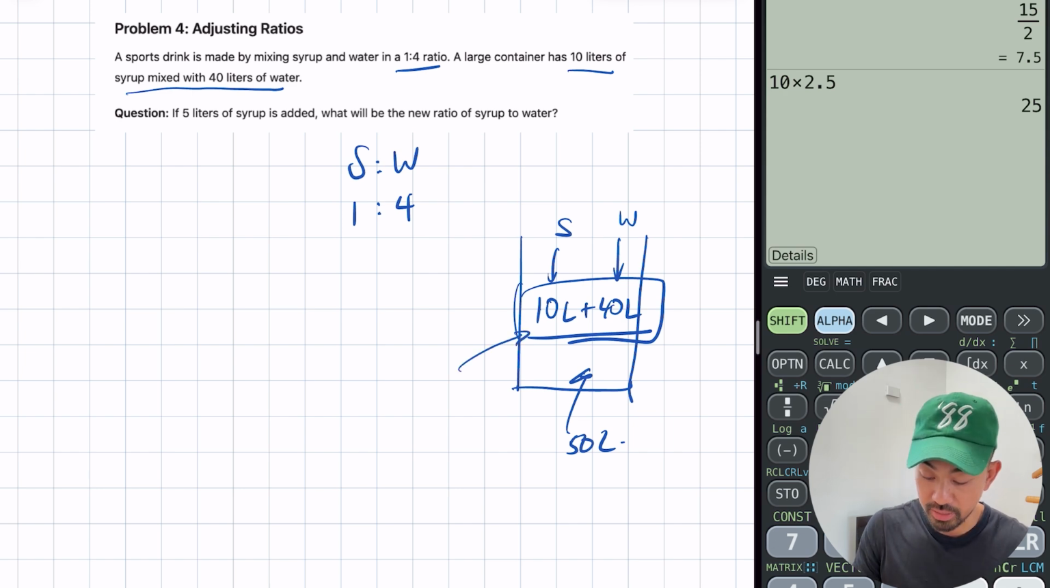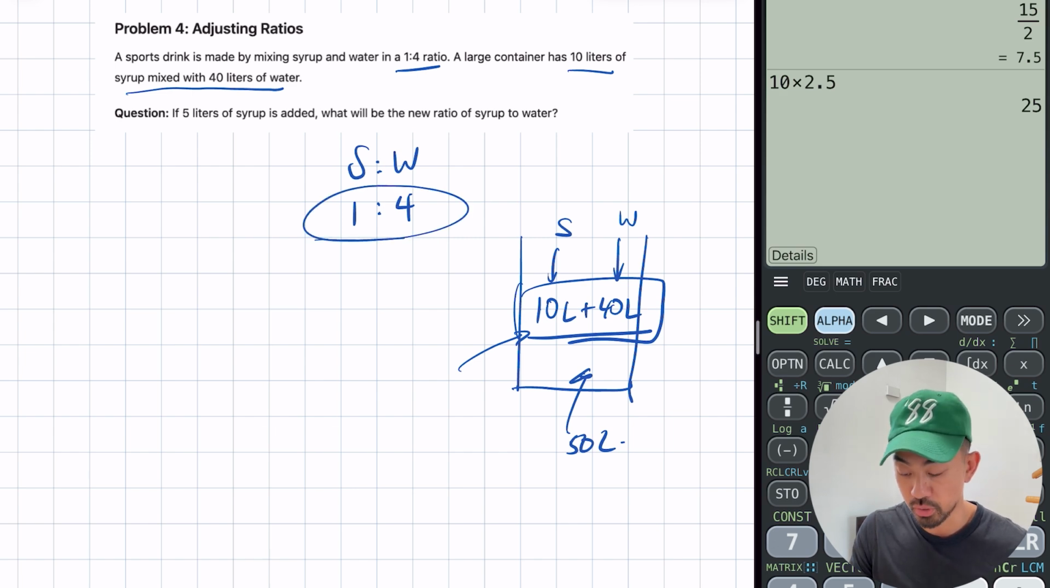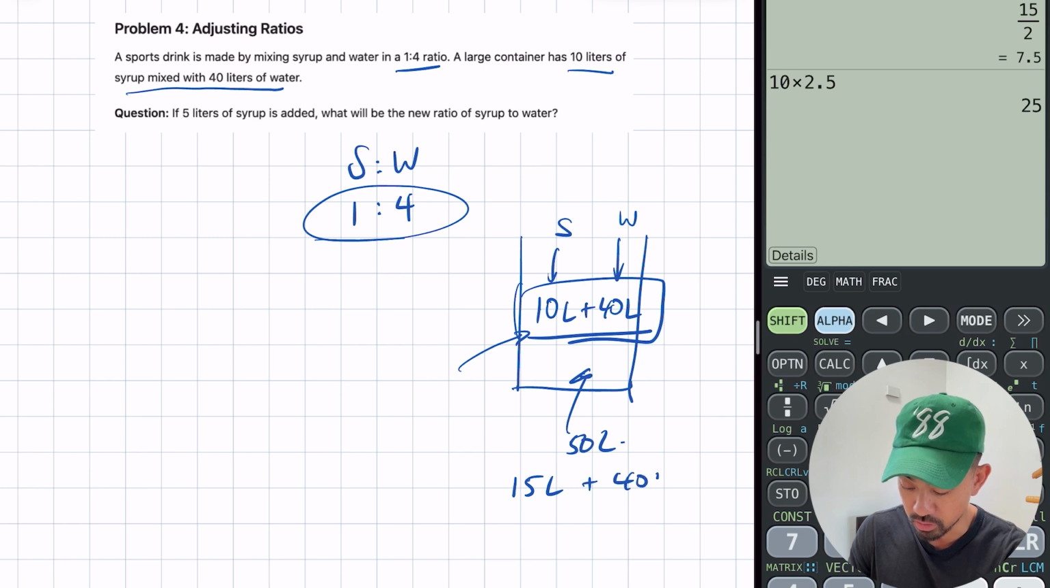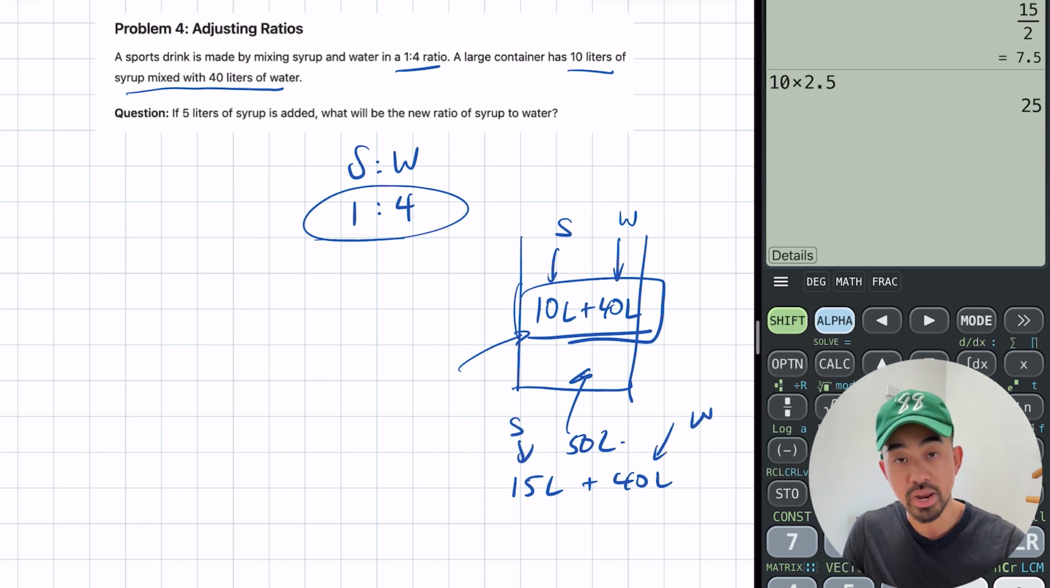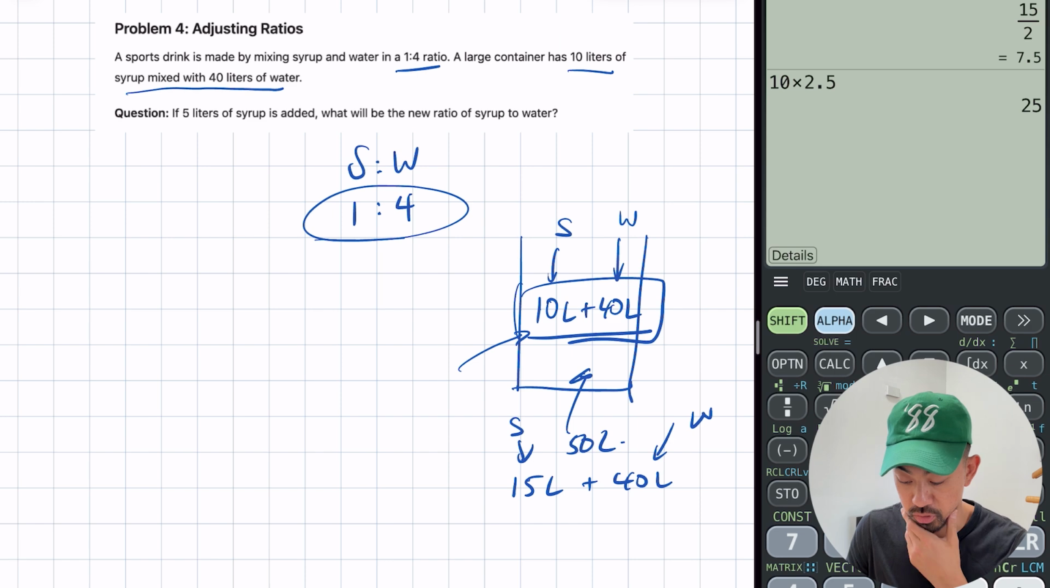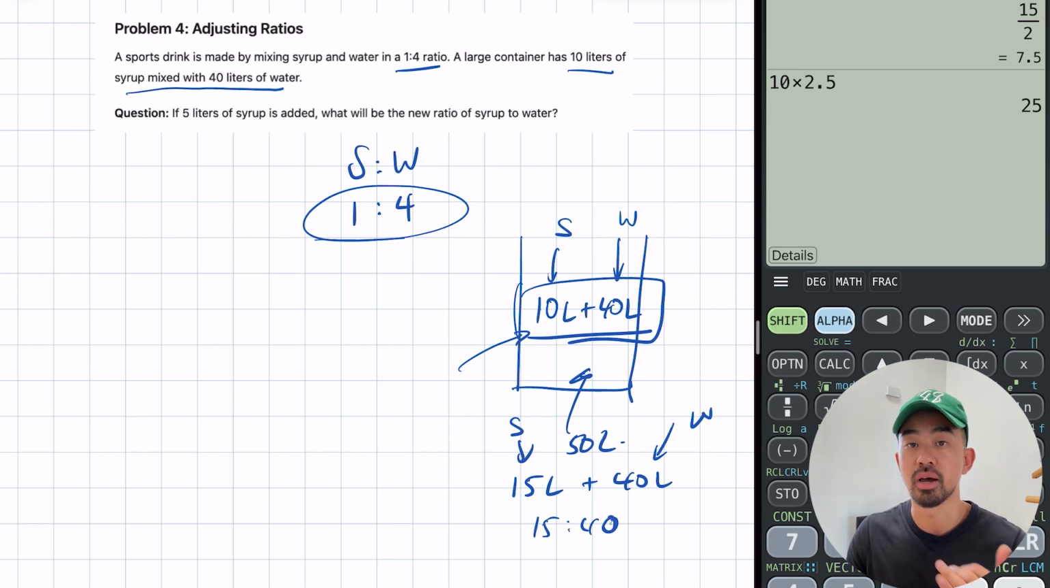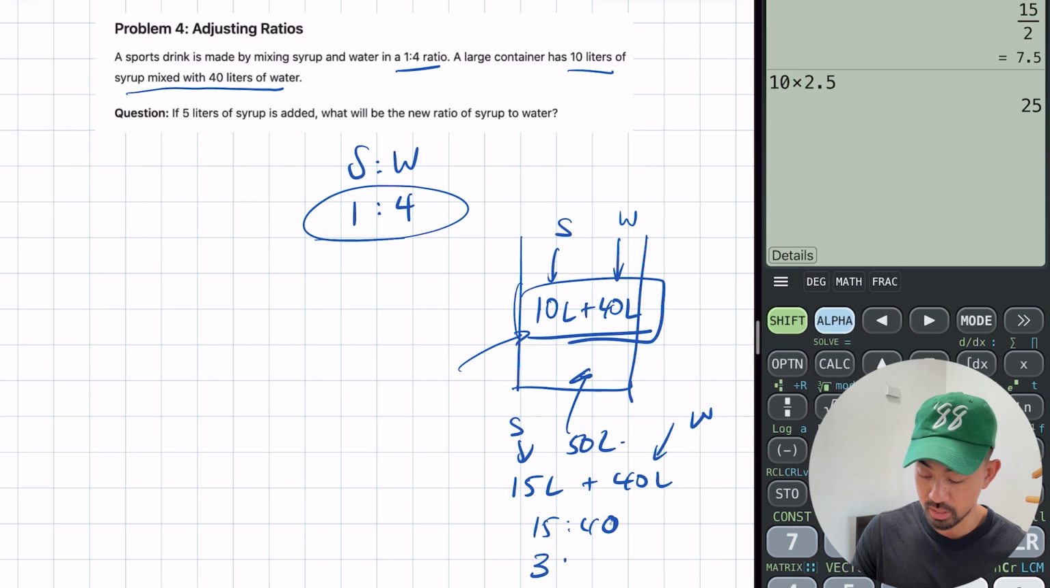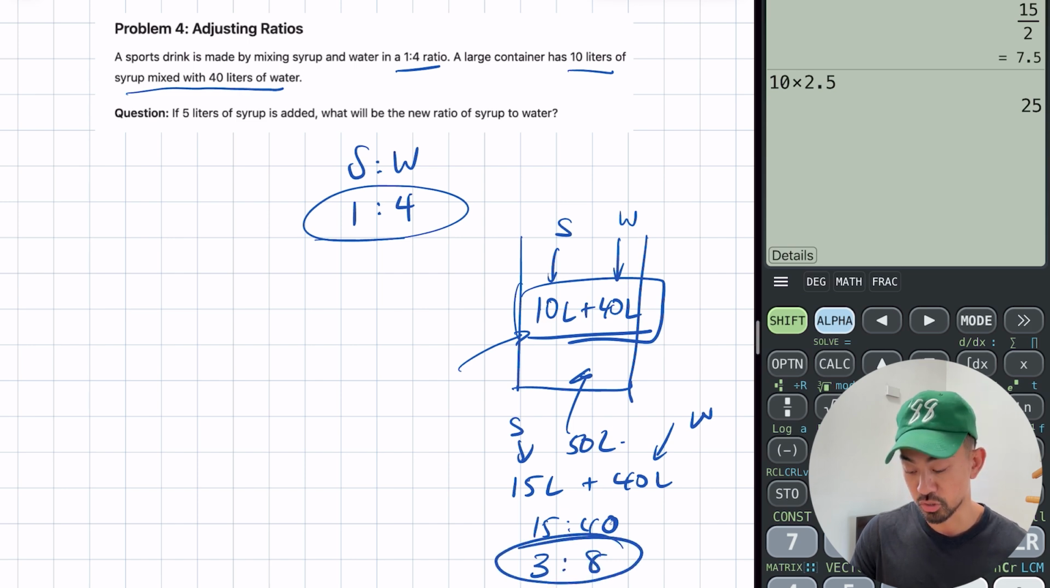So right now, the ratio is 1 to 4. So if we add 5 liters of syrup, it's going to be 15 liters of syrup and 40 liters of water. So here we've got 15 liters of syrup, and this is water. So now I just have to simplify the ratio, not too difficult. So 15 to 40, divide both sides by a number that goes into both. So let's say 5. 15 divided by 5 is 3. 40 divided by 5 is 8. So that's your new ratio, 3 to 8.